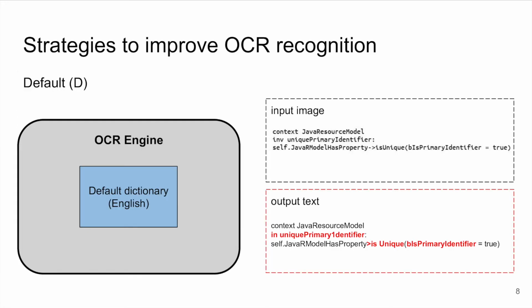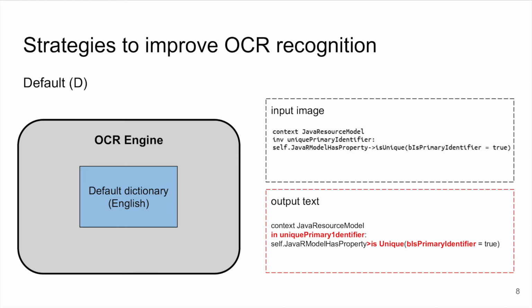We propose different strategies in order to improve the recognition quality. We tested the default model as a baseline. We can see an example of a recognized expression and the problems that might appear. This example is an OCL expression that checks if a property is unique.